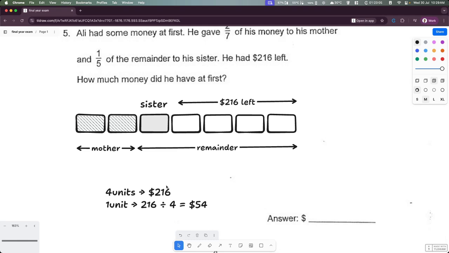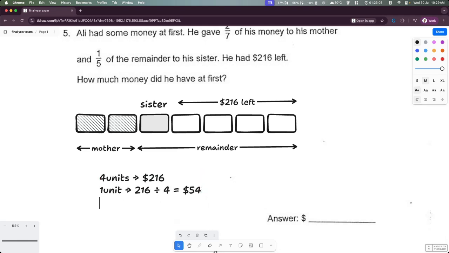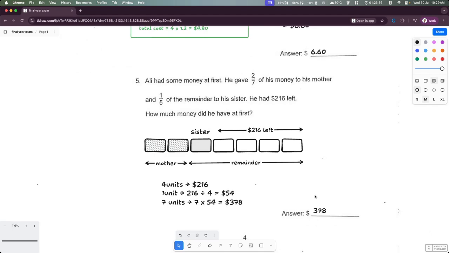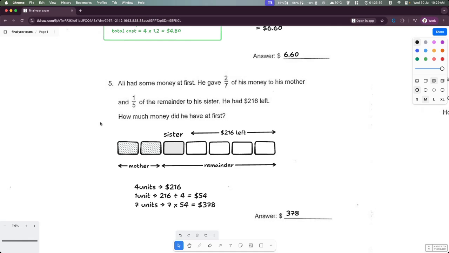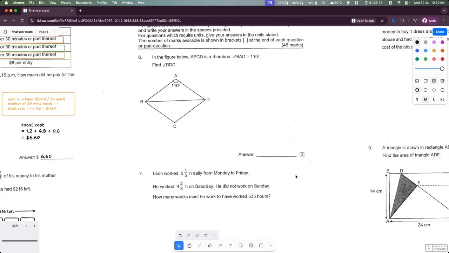$54. So how many total number of units? It is 7 units. So 7 units is equal to 7 times 54. This will give us $378. And there you go, that's the answer, $378. All right. Okay. So another way, in this case, I think this way will be a better way to do it. All right, let's move on to the next question.